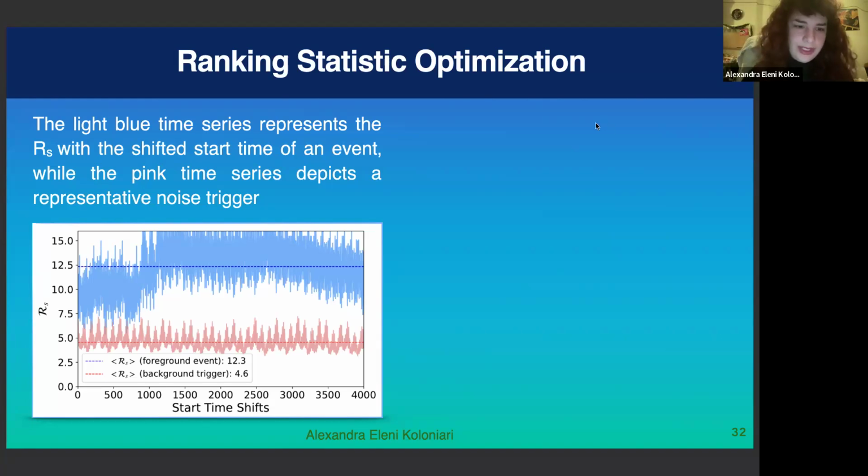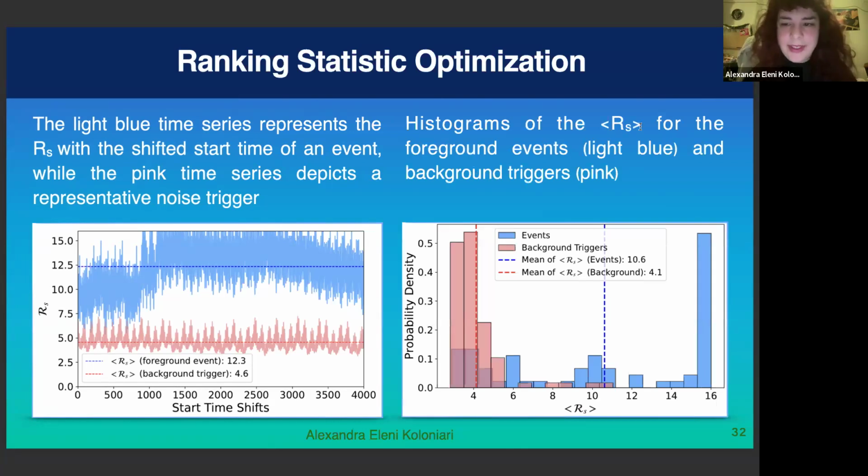That is easier for you to understand if you see the figure here. Basically, what you see is that the light blue time series represents the rank statistic with the shifted start time of an event, and the pink time series depicts the same for representative noise triggers. As you can see here, there are some shifts for which the rank statistic of the event is actually lower than that of the noise trigger. But when we use the mean ranking statistic, the difference between the two is pretty clear. And you can see here the histogram of the mean ranking statistic, or as we call it in the paper, the sample average ranking statistic, for the foreground events depicted in light blue and for the background triggers depicted in pink.